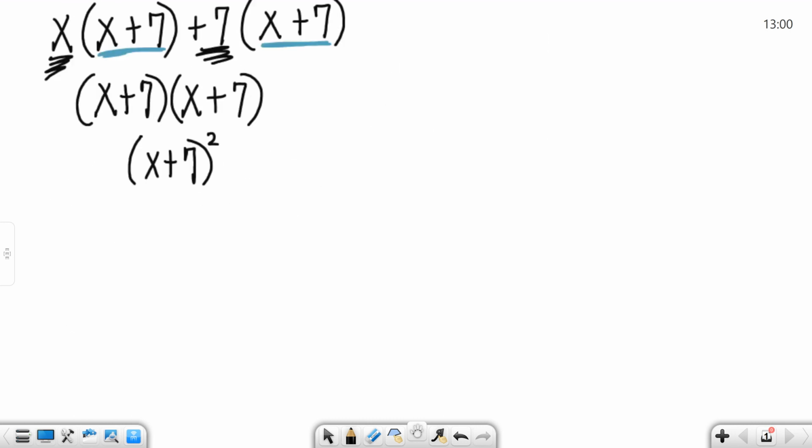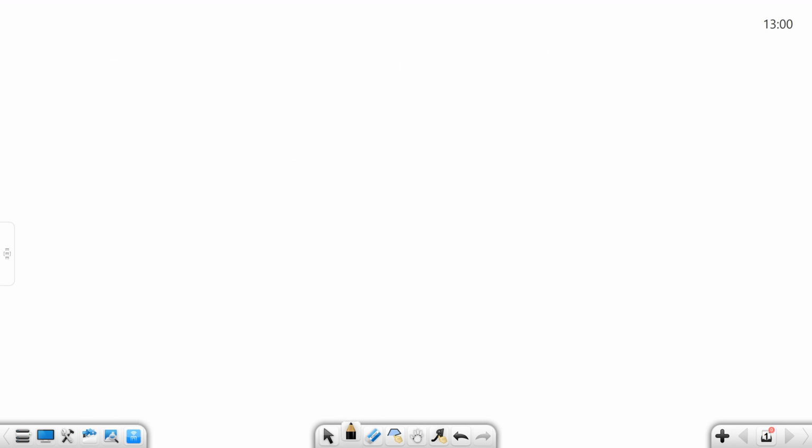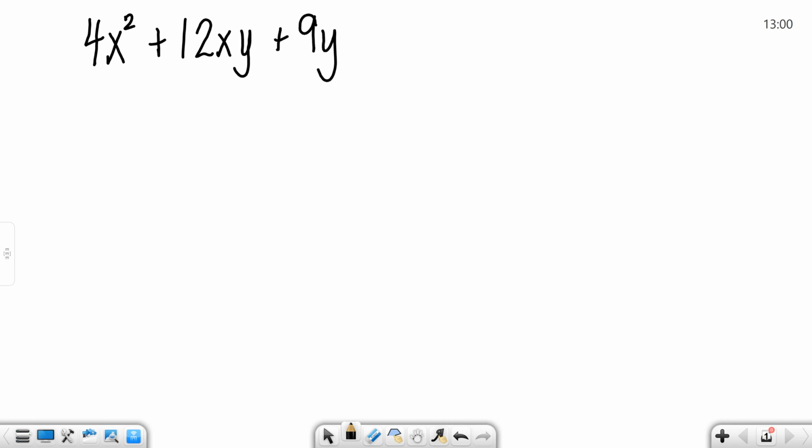All right, let's try another. Okay, let's do one that's got 2 variables. All right, and so our directions are factor. First, we're going to look for a greatest common factor. There is not one. So that's taken care of. It is a trinomial. So I'm looking for two things that multiply to be AC, two things that add to be B. So I need to know what are A, B, and C.